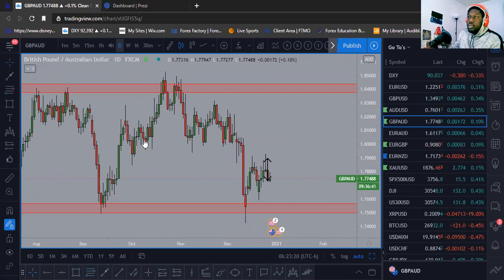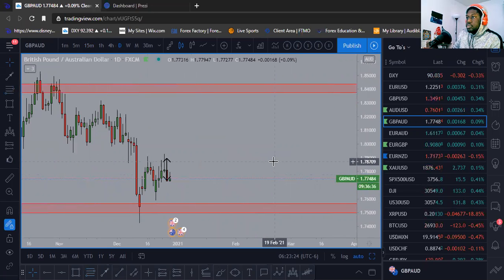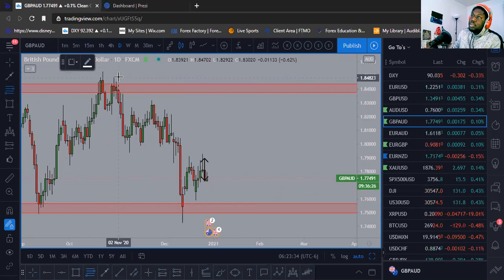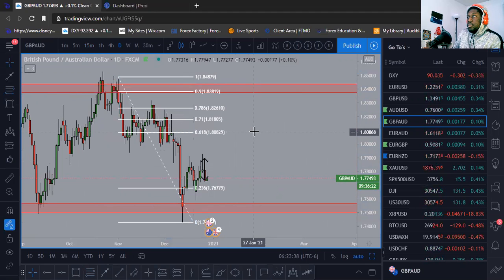I mean, overall, I still really want to see this move happen right here. Price to come back up to 1.80829. If it's not going to just drop from here, then I need the retracement back up to these highs.